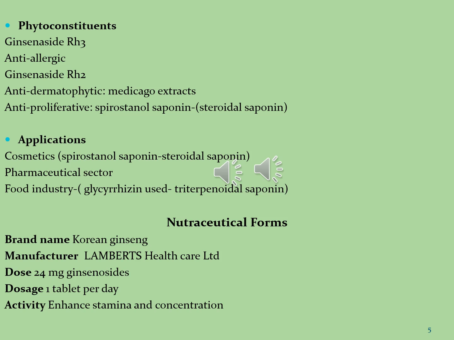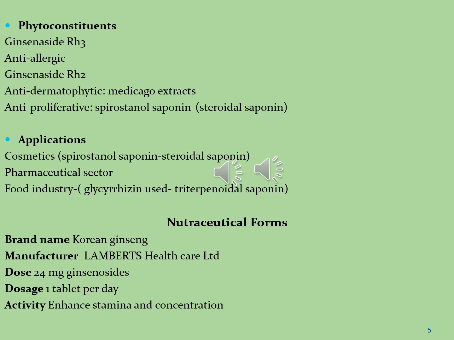When we see its applications, saponins are used in the field of cosmetics, pharmaceutical sectors, and food industries. Different kinds of saponins are used in these sectors. In cosmetics, pyrostenol saponins and steroidal saponins, and in food industries, glycosides and triterpenoidal saponins are used.